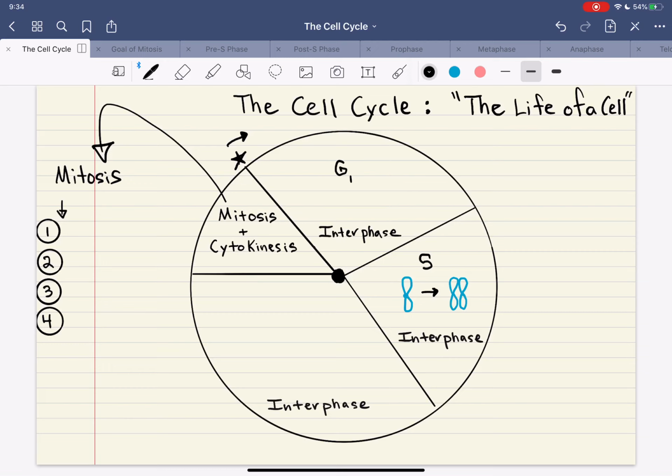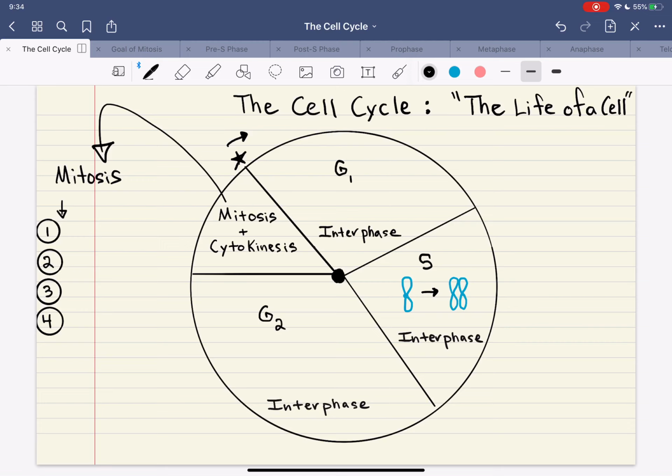Then, after S phase is the last part of interphase, and this is called G2 or gap 2. And it's during gap 2 that the cell really starts to prepare for mitosis. And we'll talk about some of the things that it does to prepare for mitosis in one of the future sections of this video.